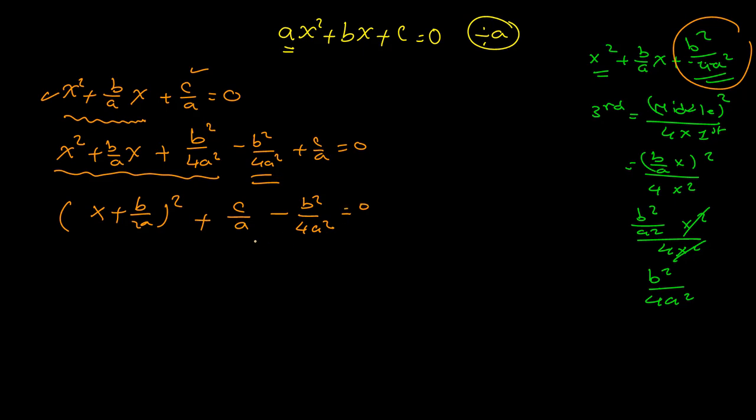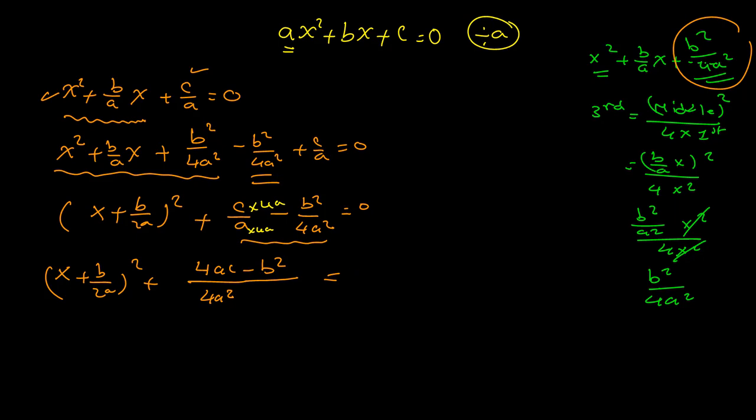So now I need to subtract this one. Subtractions need to have the same denominator. So now it's x plus b over 2a all to the power of 2 plus, let's make a common denominator by making the denominator 4a to the power 2. So I need to multiply here by 4a, so in this case another 4a. So now I have 4ac over 4a to the power of 2 and minus b power of 2. So now I subtracted these two expressions and then equals 0.